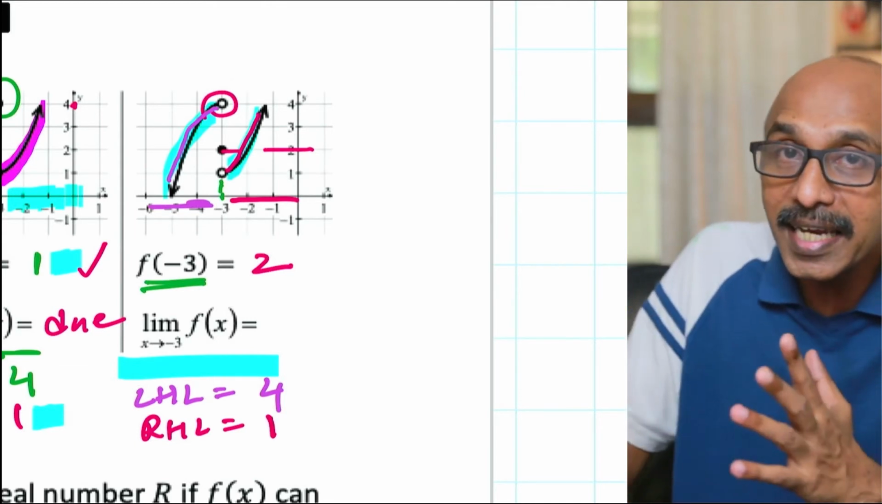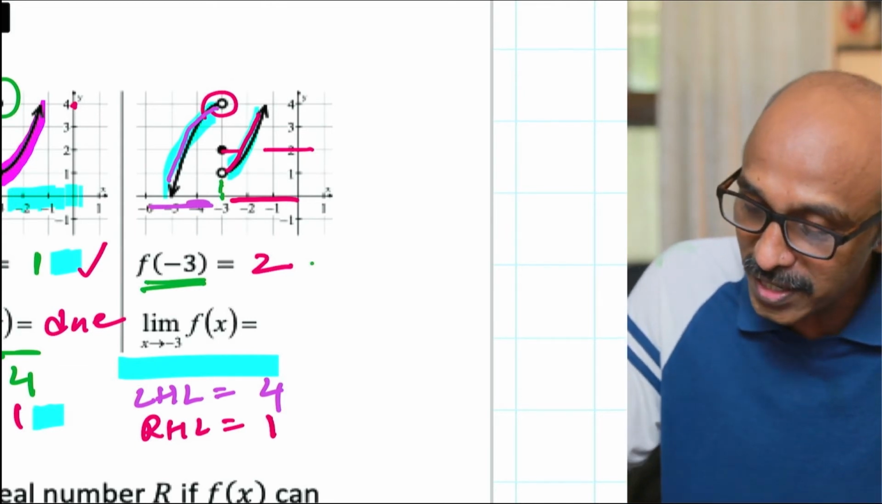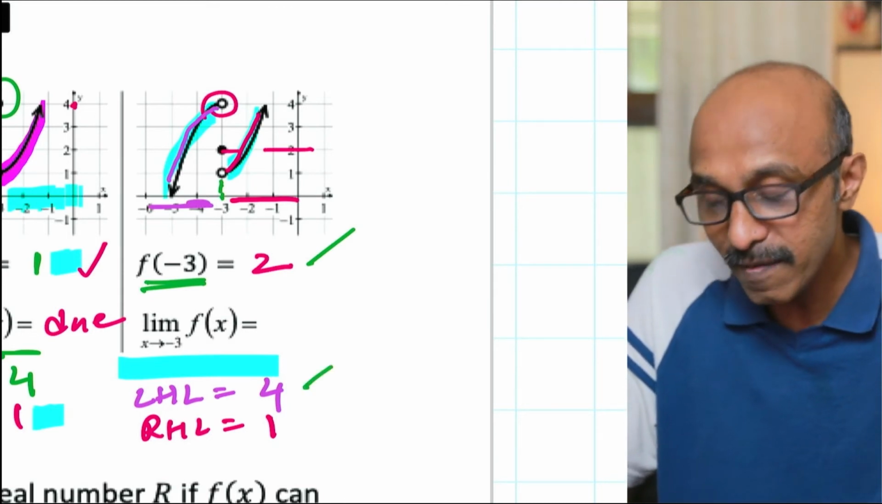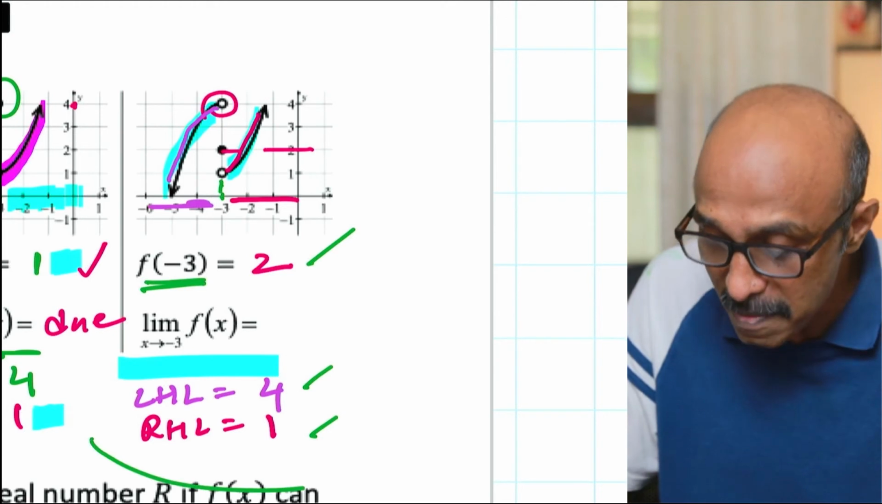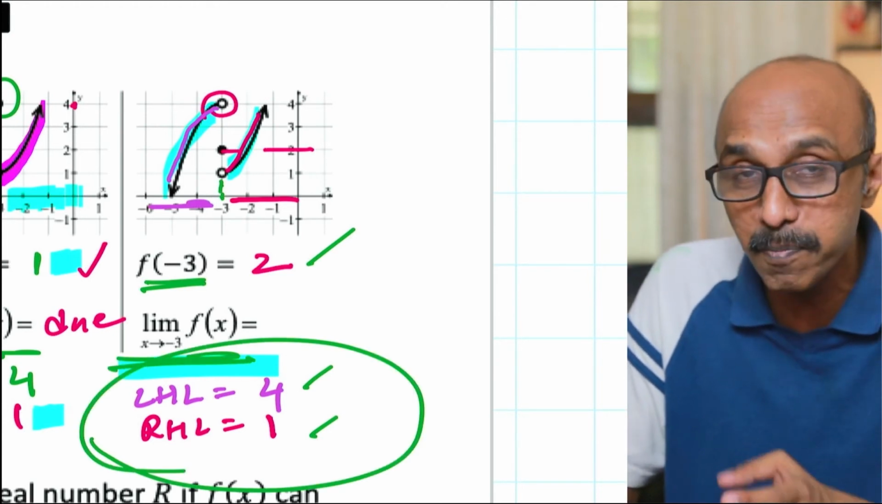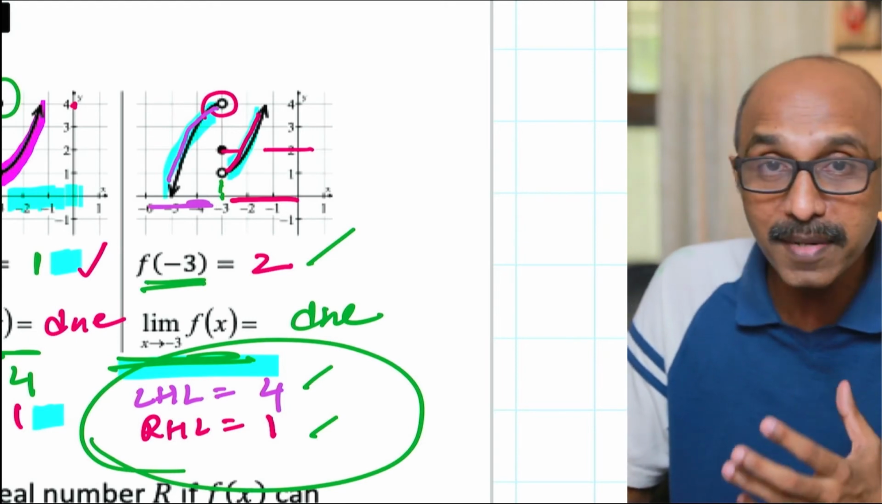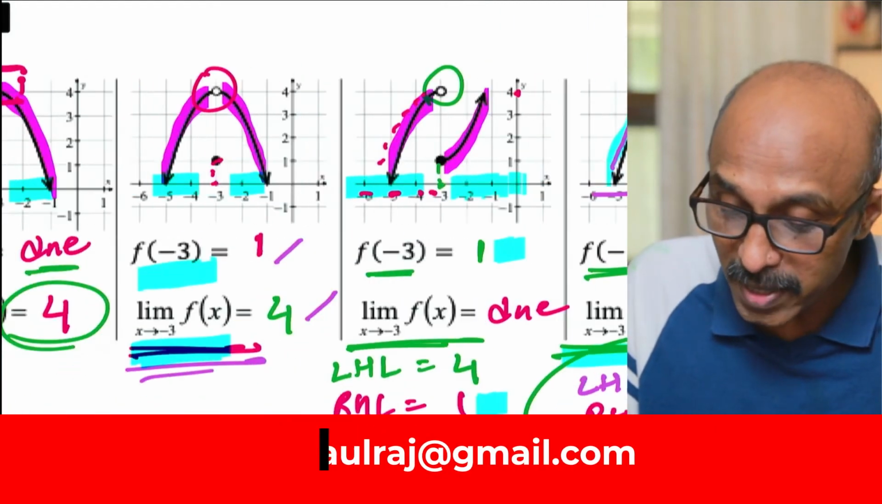This is an entirely different case. Here, the value of the function is different at x equals -3. The value of the left-hand limit is different. The value of the right-hand limit is different. And the limit of the function as x approaches -3 does not exist because the left-hand limit and the right-hand limit are not equal. So let's review the examples we've seen so far.